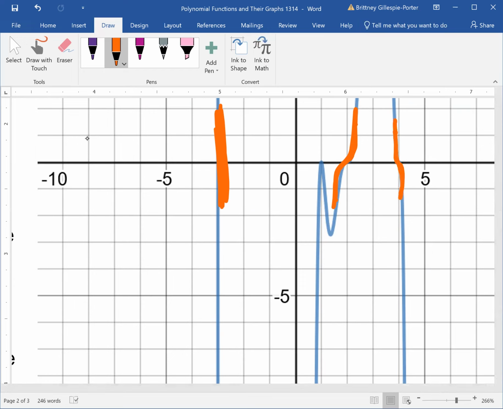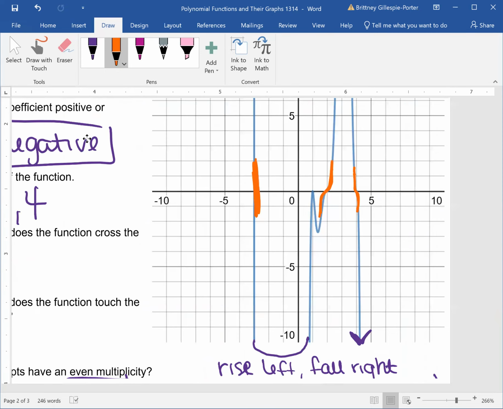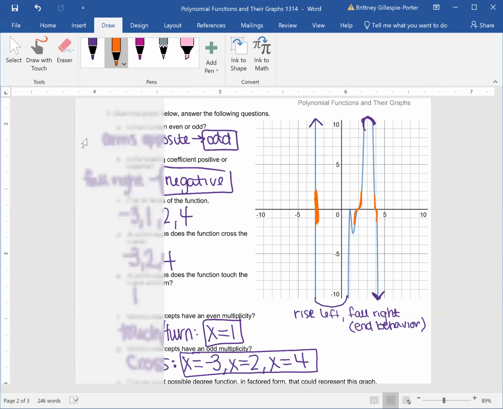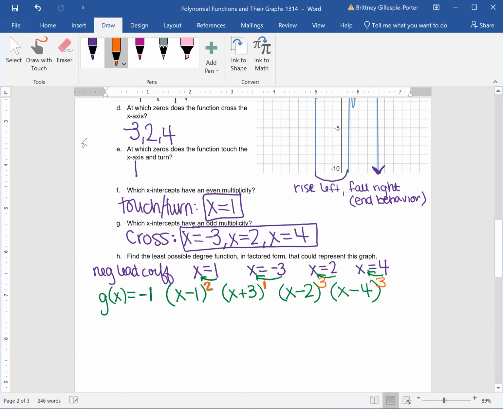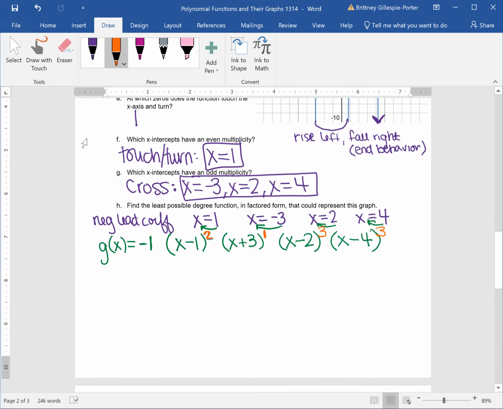And because they do not go straight across, we're not going to use a 1. We're going to use the next odd number, which is 3. Since we're going for least degree, we're going to use 3. Your exponents will always be 1, 2, or 3 in these problems, because we're going for the smallest.